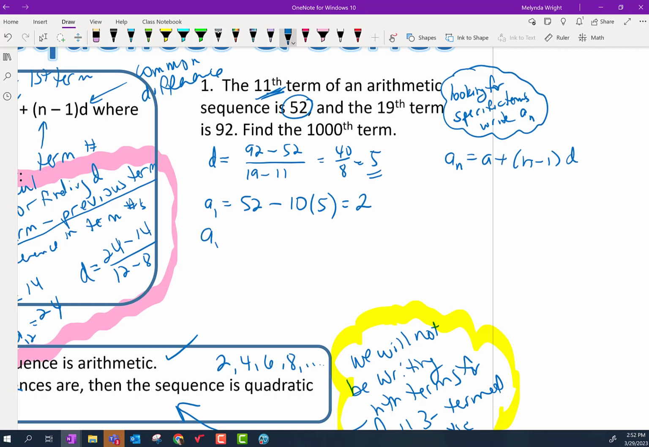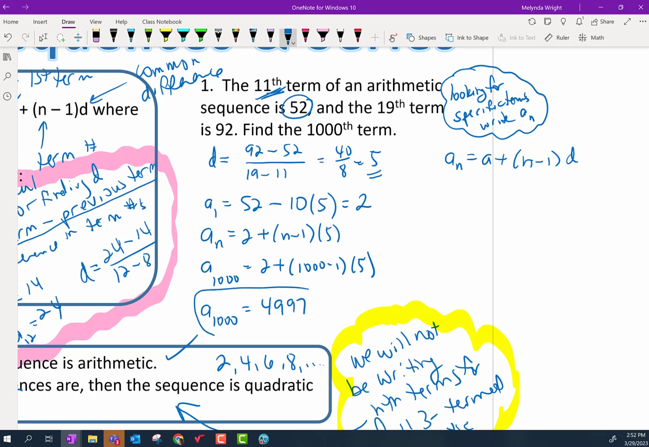So now let's write our formula. A sub n equals 2 plus n minus 1 times 5. That's our a sub n formula. Great. We want a sub 1000. So a sub 1000 is 2 plus 1000 minus 1 times 5. Of course, with numbers that large, you would totally have a calculator. So a sub 1000 is going to be 4,997. That's just a reminder on how that works.